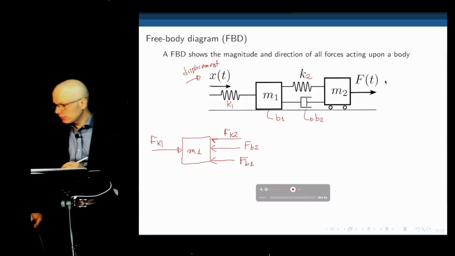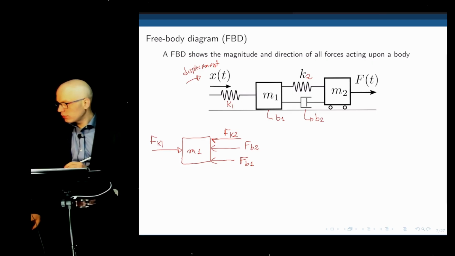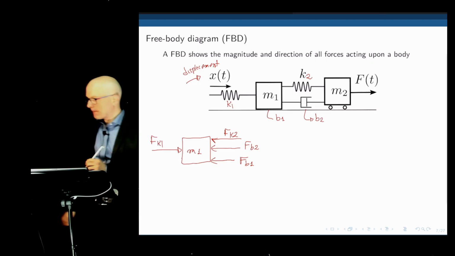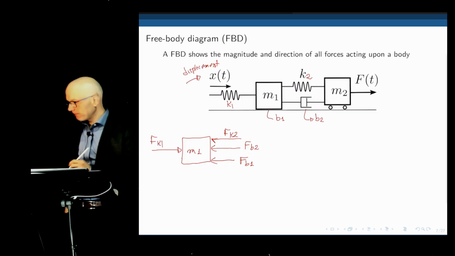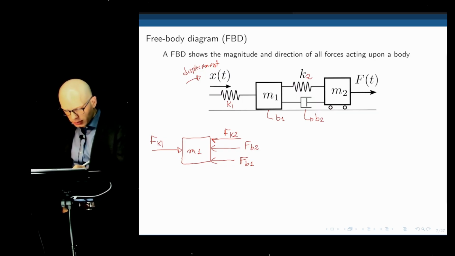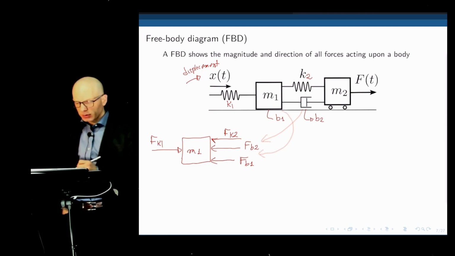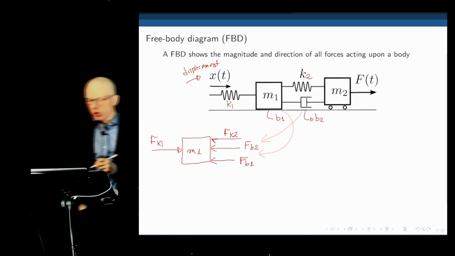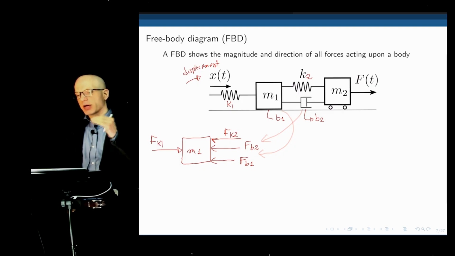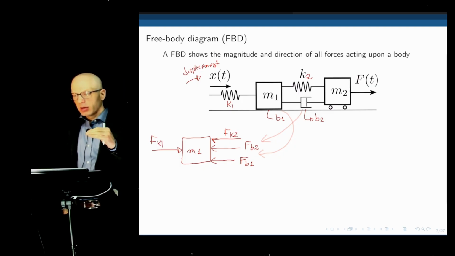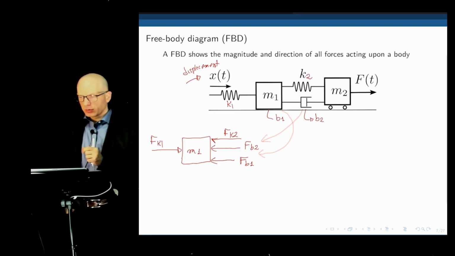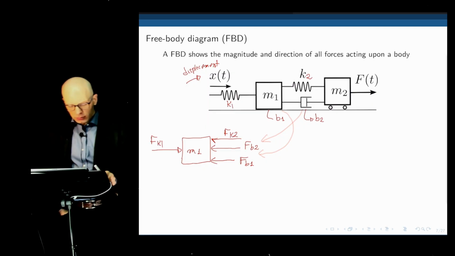I have a question. So is the force from the damper going through the left side there into M1? This force over here is Fb2, and this force is Fb1. It's not the damper. That force B1 is the friction coefficient between the mass M1 and the floor. And B2 is between the damper that connects two masses. Okay, thank you.